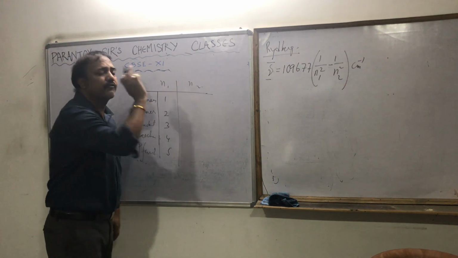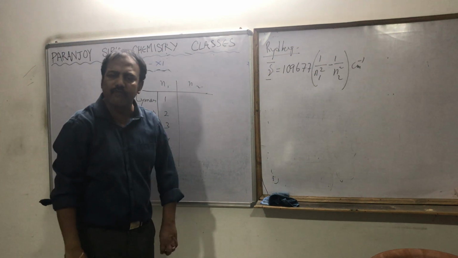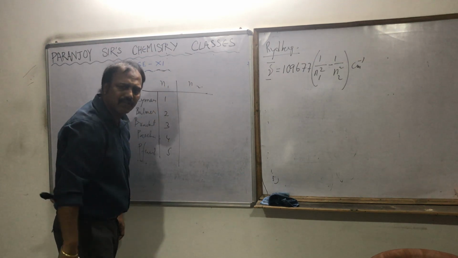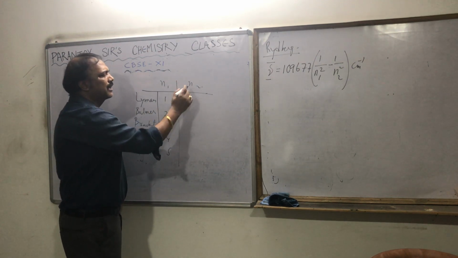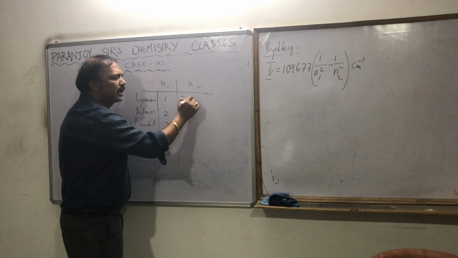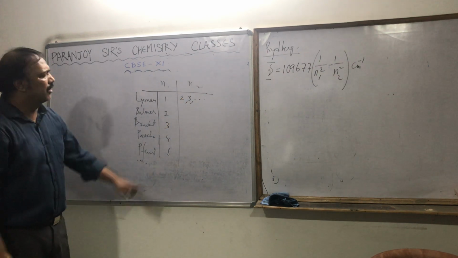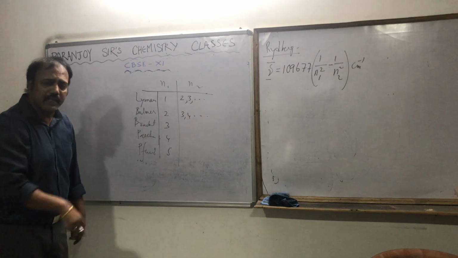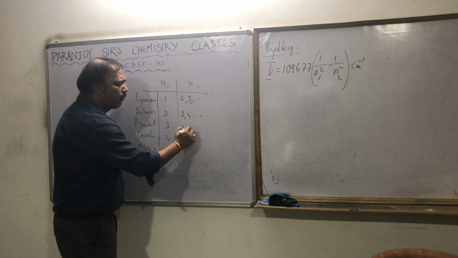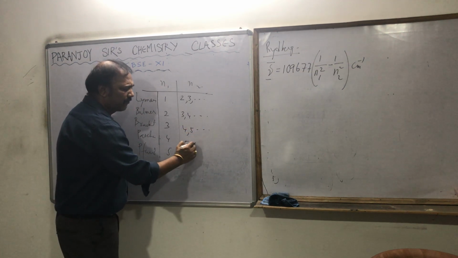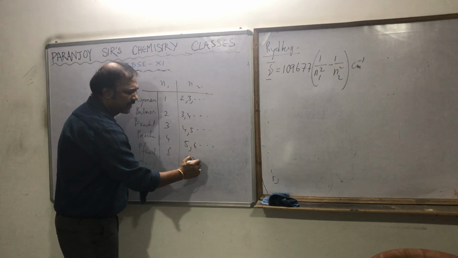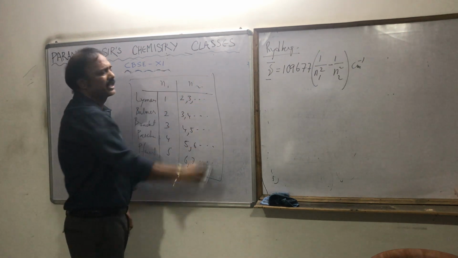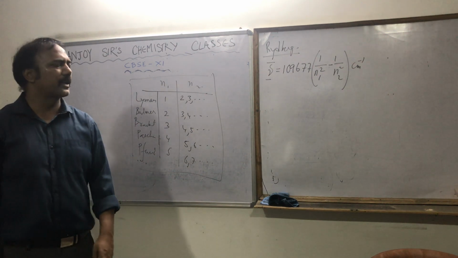And what is the value of N2? From where it is falling, from which level it is falling. So for Lyman series, it is falling from the higher levels than one. So for Lyman series, N2 can be 2, 3, anything till infinity. For Balmer series, it can be 3, 4, anything. It will fall in the second level. For this series, it will be 4, 5, etc. For this, it is 5, 6, etc. For this, 6, 7, etc. This is the tabular form of the 5 different series of the emission spectrum.